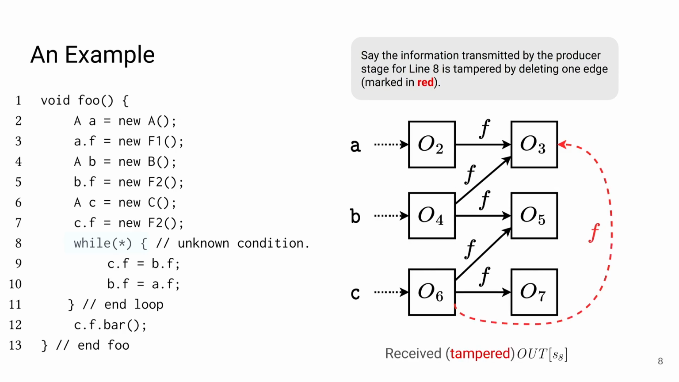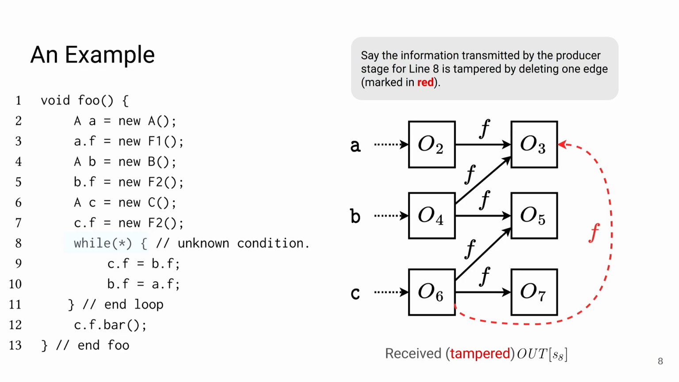Now, let's revisit our threat model, right? We said the JIT compiler cannot trust what it has received from the producer. Let's assume, for argument's sake, that the transmitted information has been tampered with in this manner. One of the edges in that points-to graph has been removed, and now it conveys a completely different meaning. It is not consistent with the state of the program at line number 8. So the JIT compiler needs the capability to detect this, right? This is our first contribution.